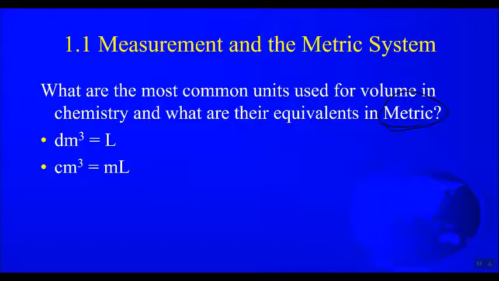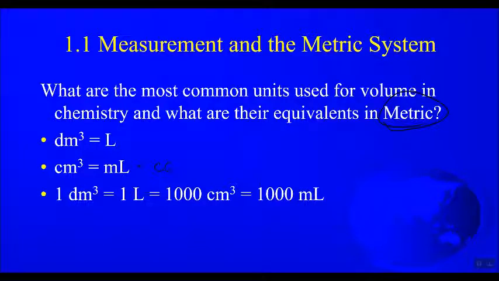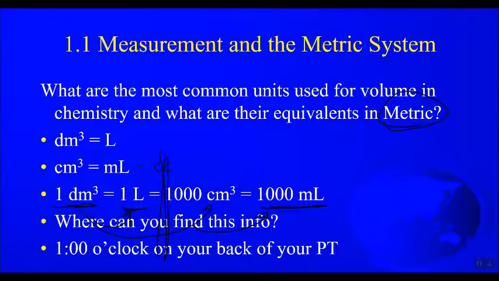A cubic centimeter, or in medical shows, you would know it as a cc. So in medical shows, when they're asking for 200 cc's of a certain drug to be injected into the patient, they actually mean milliliters or cubic centimeters. So if you have 1 liter, it's 1,000 milliliters. If you have 1 cubic decimeter, it's the same thing as a liter. Therefore, it is the same thing as 1,000 cubic centimeters and 1,000 milliliters. Okay, so that's the relationship. You can find this around 1 o'clock on the back of your periodic table.